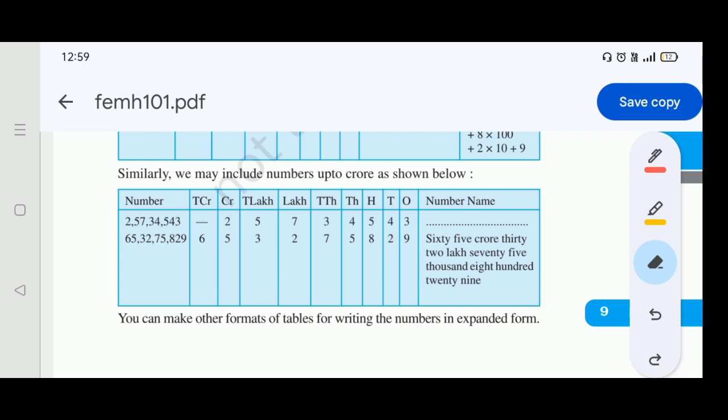For the next number, it is already done. It is 65 crore 32 lakhs 75,829. It is already filled. You can make other formats of tables for writing the numbers in expanded form.